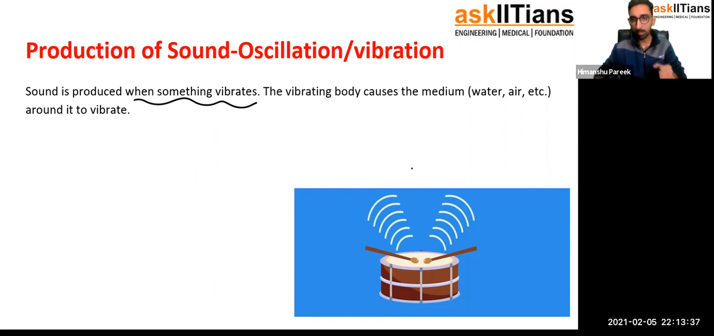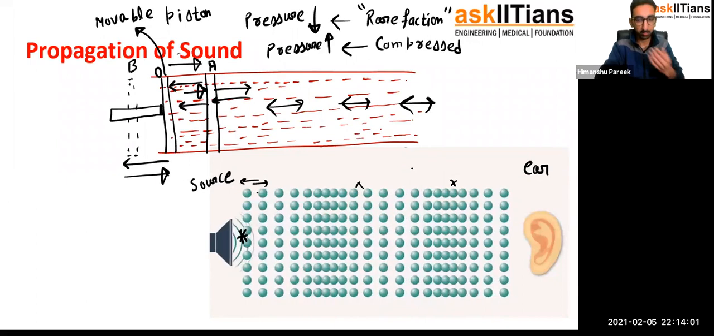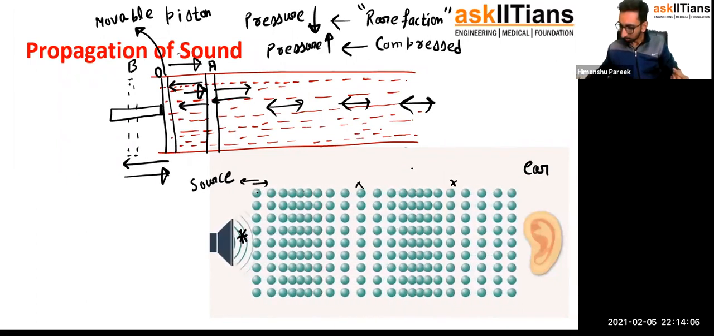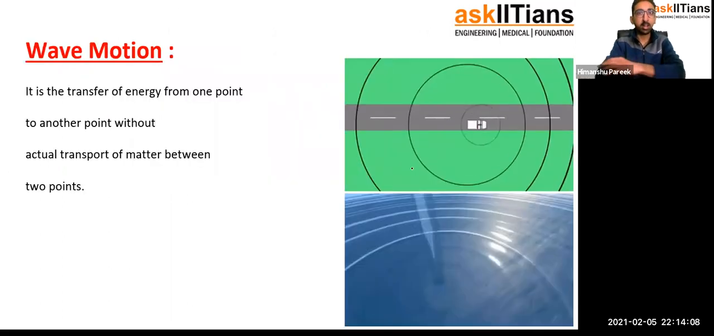So here you can see, when we play this drum, dum dum, that membrane is vibrating. When this membrane vibrates, sound will be produced. All right. So that's basically what we call the production of sound, and that's how the sound is basically traveling. Okay. That's what we have discussed, the production of sound, and then the propagation of sound. So that's how the sound wave is basically traveling.